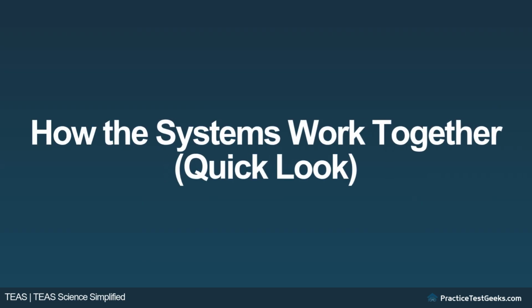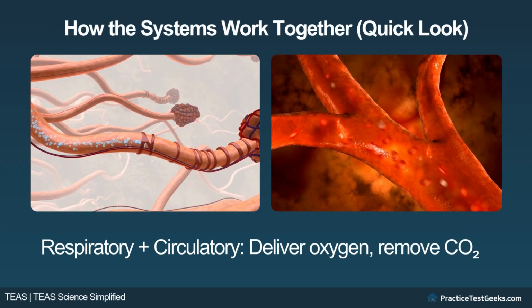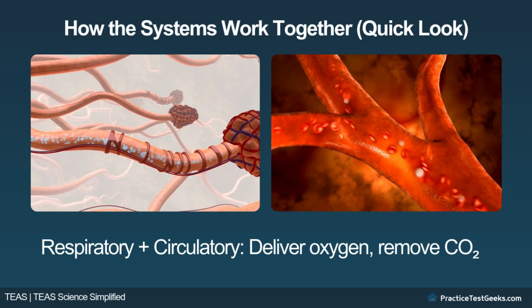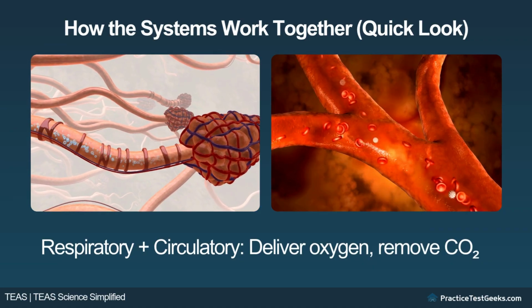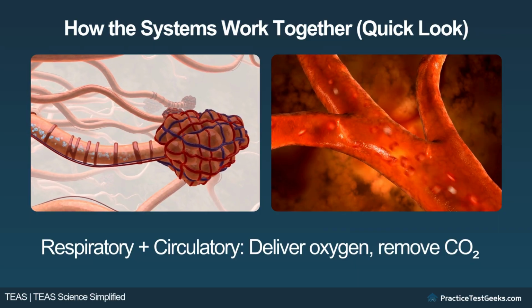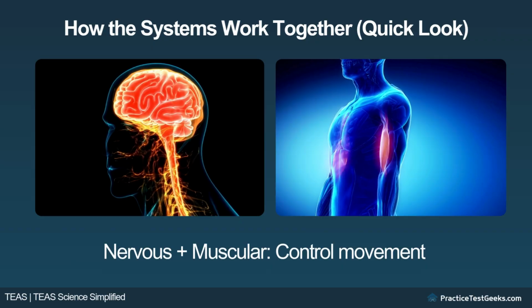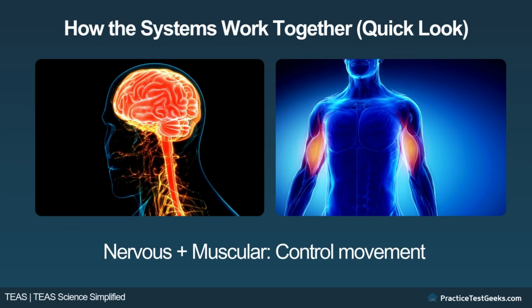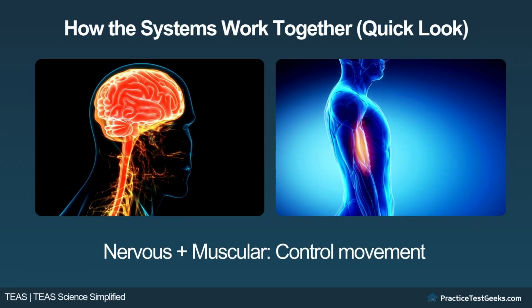Now let's take a quick look at how the body's systems work together, because no system functions in isolation. For example, the respiratory and circulatory systems team up to deliver oxygen to tissues and remove carbon dioxide. The lungs bring in the oxygen, and the heart pumps it throughout the body. Another key partnership is between the nervous and muscular systems. The brain sends signals through nerves, which tell your muscles when and how to move.